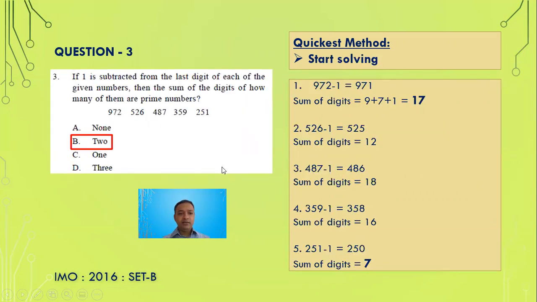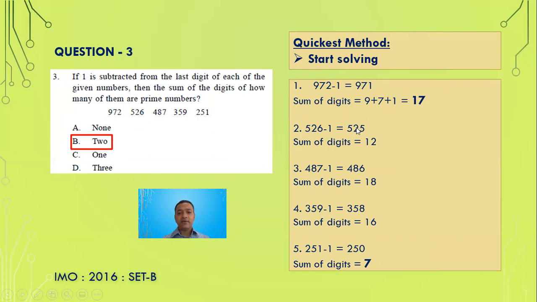Okay, question number 3. If 1 is subtracted from the last digit of each of the given numbers, then the sum of the digits of how many of them are prime numbers? So for such questions, what is the normal mantra? Start solving. Immediately start solving. 972 minus 1 is 971. And what is the sum of digits? 9 plus 7 plus 1 is 17.